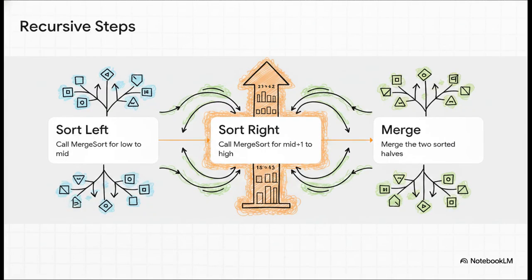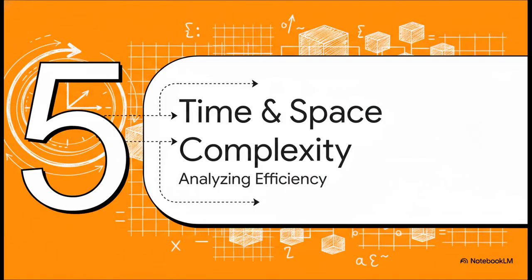And here it is, the actual recursive engine of the pseudocode in action. Just 3 continuous steps. Tell the left half to sort itself from low to mid. Then tell the right half to sort itself from mid plus 1 to high. And finally, when those return, merge the 2 halves back together. Actually, it operates beautifully as a depth-first traversal, literally digging all the way down the left side before ever even touching the right. Finally, we've made it to part 5, time and space complexity.